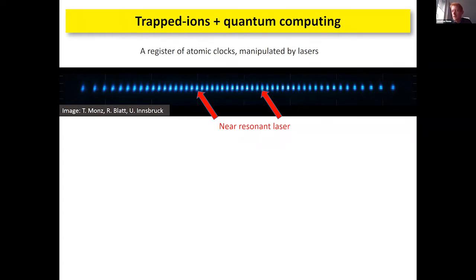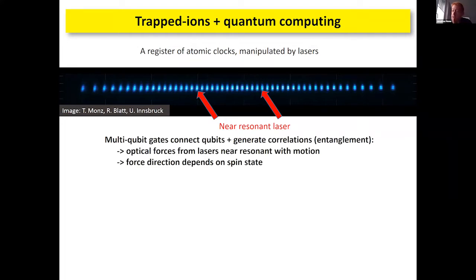So already the motion of these ions, because this is a rigid or semi-rigid structure, has some correlations in it, if you like. And so the question is, can you couple the internal states of the ions, these excellent atomic clocks, which of course are extremely well isolated from the outside world, to that correlated motion? That's really the key to generating correlations, or what we call entanglement in quantum physics.